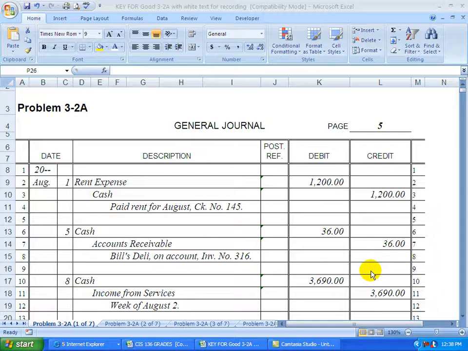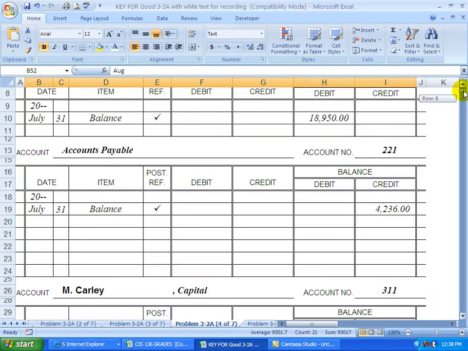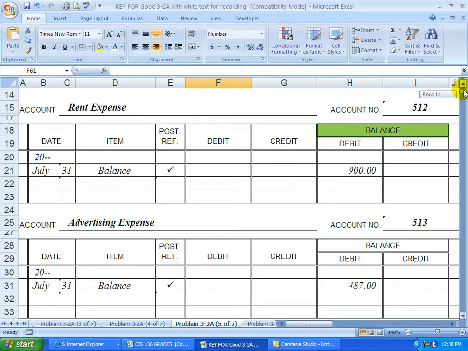So we're going to start with the line that says rent expense. That means we're going to go to the rent expense account and debit rent expense for $1,200. So I'm going to find the rent expense account. Okay, so rent expense is account number 512, and this is a general ledger account. We have to write down August 31st because it's a new month and a new day. And we're going to debit it for $1,200, so we put it in the debit column.